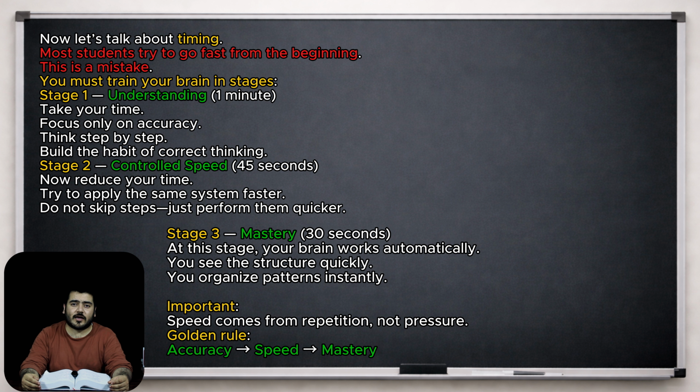Stage 3, at this stage, your brain works automatically. You see the structure quickly. You organize patterns instantly. Important point, speed comes from repetition, not pressure. So the golden rule is accuracy, speed, mastery.